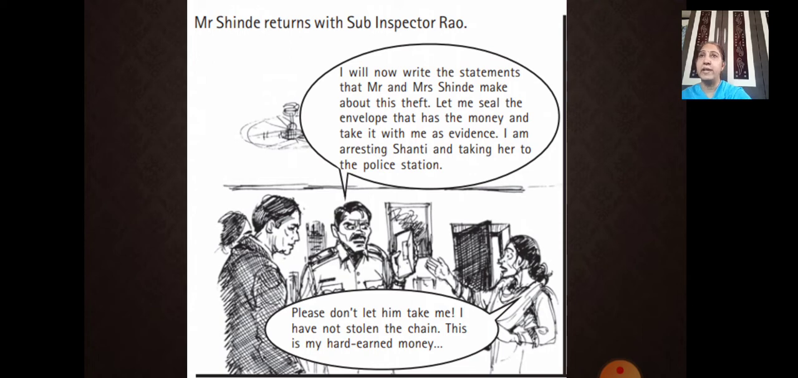I will now write the statements that Mr. and Mrs. Shinde make about this theft. Let me seal the envelope that has the money and take it with me as evidence. I am arresting Shanti and taking her to the police station. Then what did Shanti say?